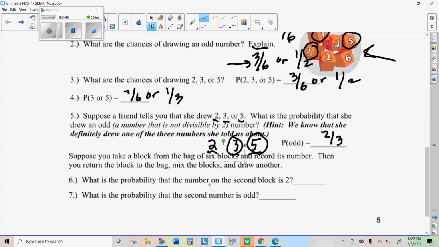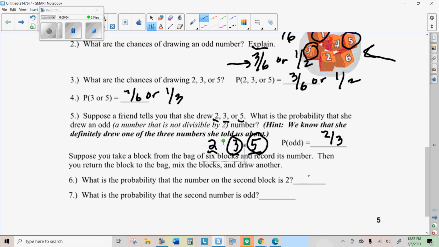All right, suppose you take a block from the bag of 6 blocks and record its number. Then you return the block to the bag, mix up the blocks, and draw another. What is the probability the number on the second block is 2? Now remember, we put all of them back in.